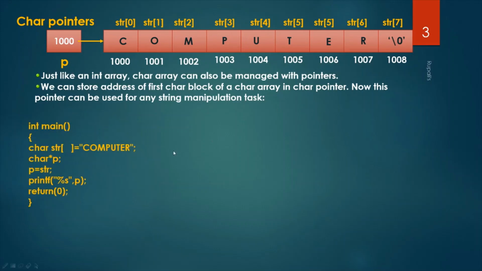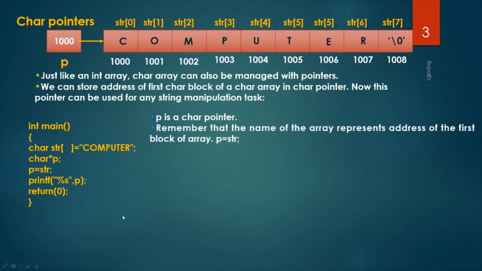See, take one example here. First, here P is a character pointer. I declare one string array, that is one character array str, and the string is "computer", and a character pointer *P. So P can hold the address of any character. P can hold the base address of this string, which is 1000. So I write P = str. Now remember that the name of the array represents the address of the first block of the array.